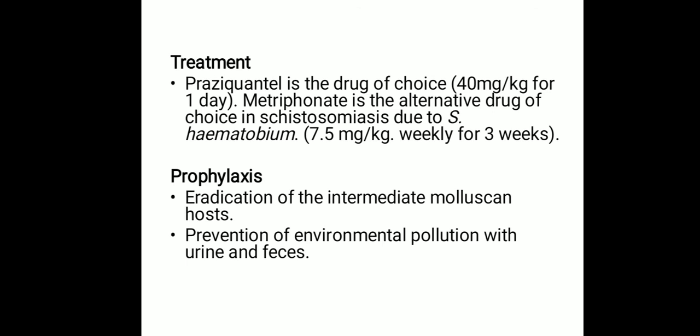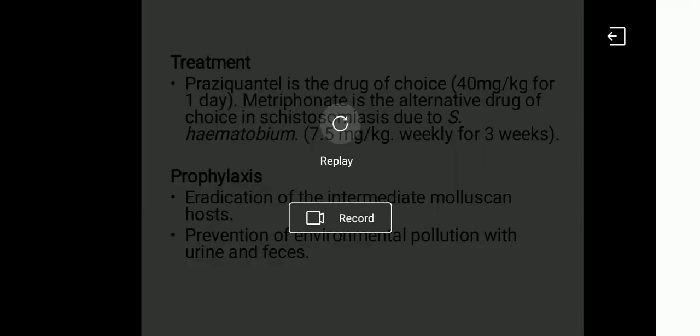So the prophylactic measures include eradication of the intermediate molluscan host, then prevention of environmental pollution with urine and feces, then effective treatment of infected persons, and we need to avoid swimming, bathing, and washing in infected water. So that's all about Schistosoma haematobium.